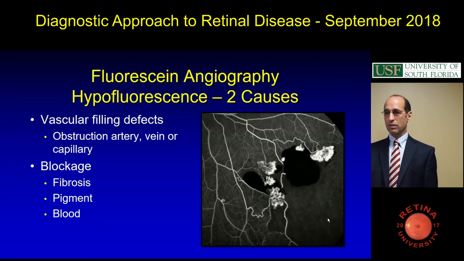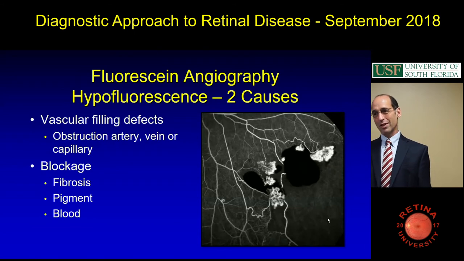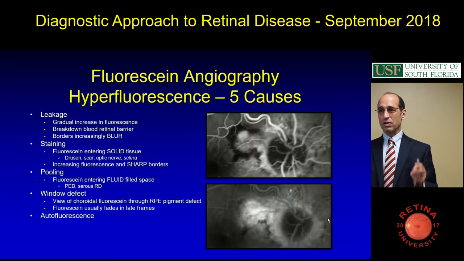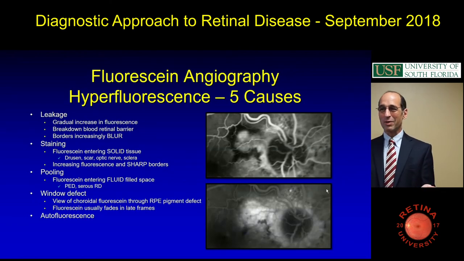So if you got blockage from the first one, which is vascular filling defect, and the second one, which is blood. That was nice. And then there's five causes of hyperfluorescence, and one, which was what we were going on and on about today. One is when fluid's leaking. And that's where you see increasing fluorescence in the early phases. And there's a breakdown of the blood retinal barrier, and the borders blur.